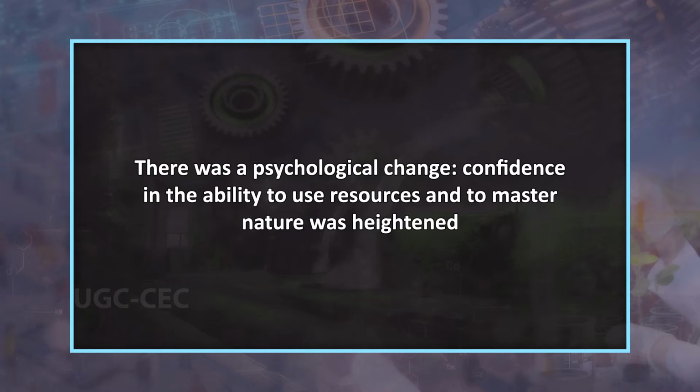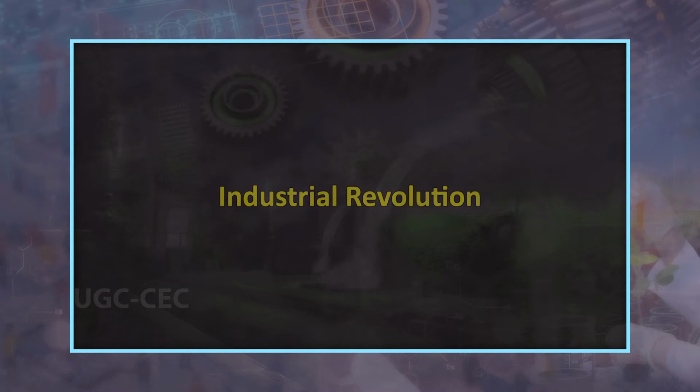Finally, there was a psychological change. Confidence in the ability to use resources and to master nature was heightened. Now, let us discuss different types of industrial revolution.